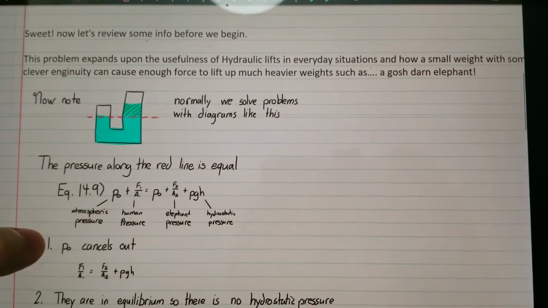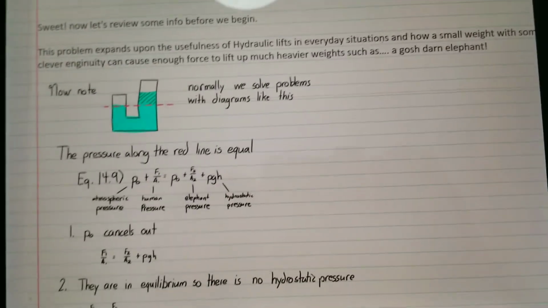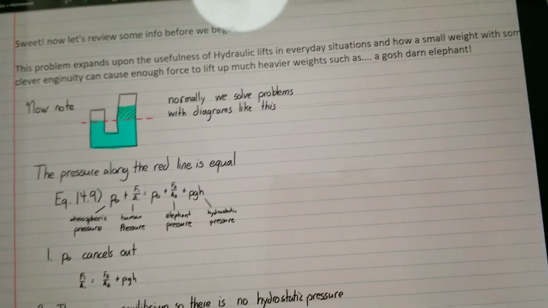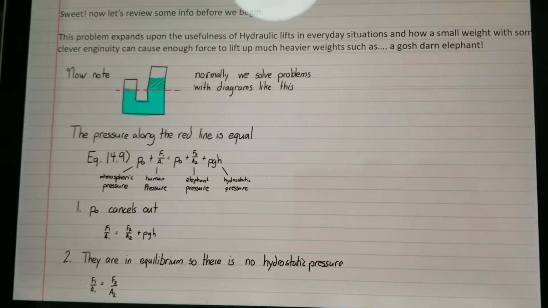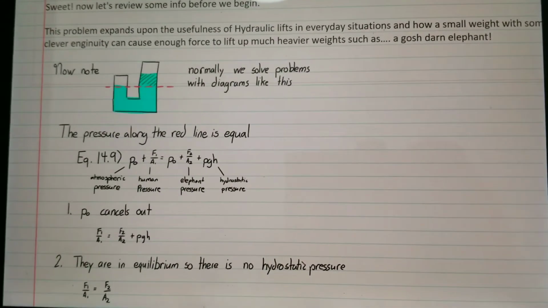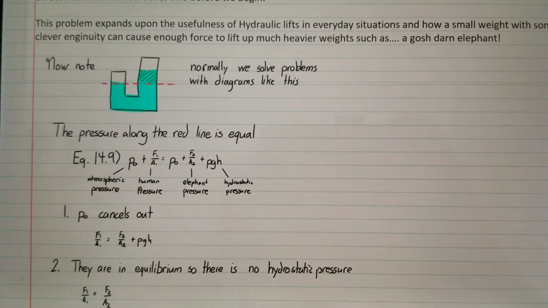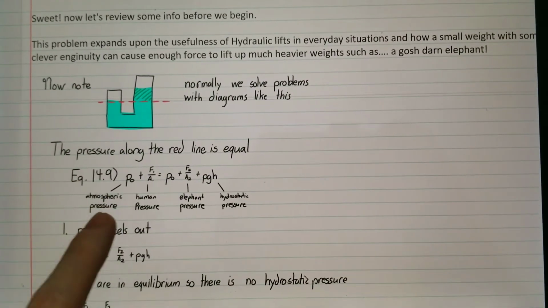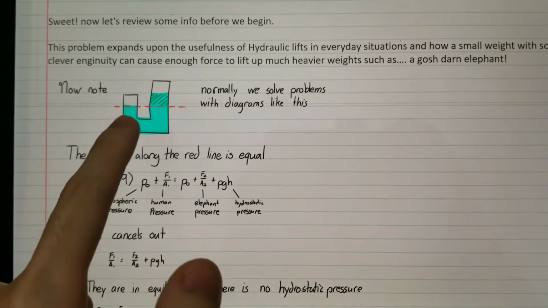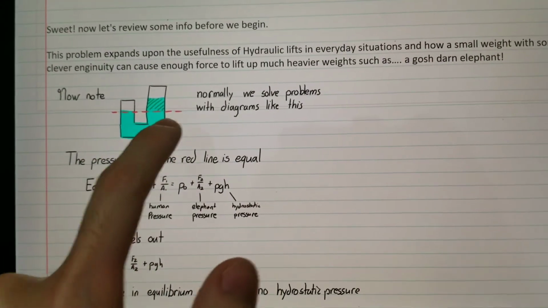Now, for some review before we start the problem. First off, this problem is interesting because it talks about hydraulic lifts, which is basically a clever way of using fluids in order to make a small force result in a greater force with little effort. Now note that most problems that we use a generalized formula that looks like this, because the pressure is equal on the red dotted line right here.